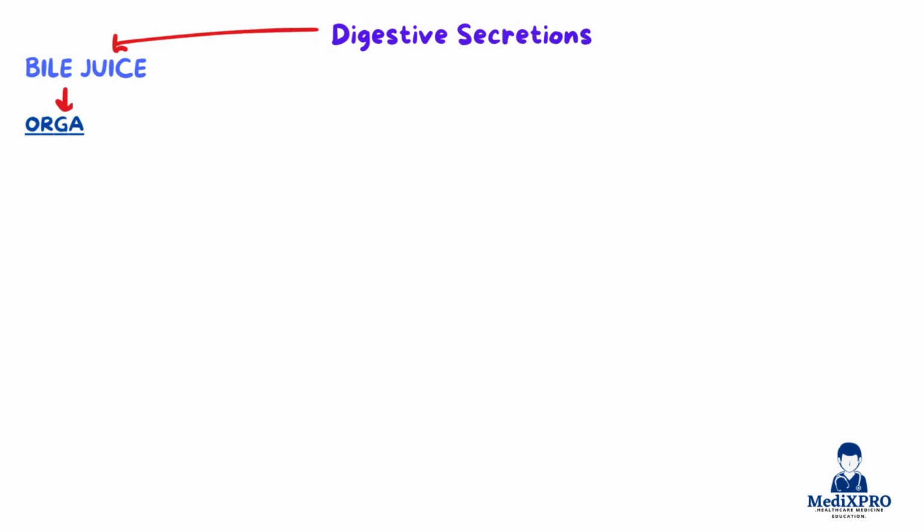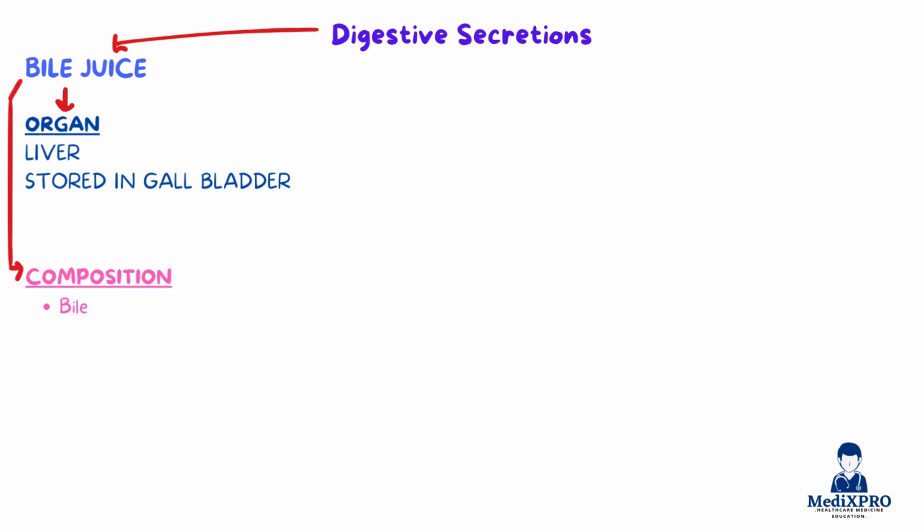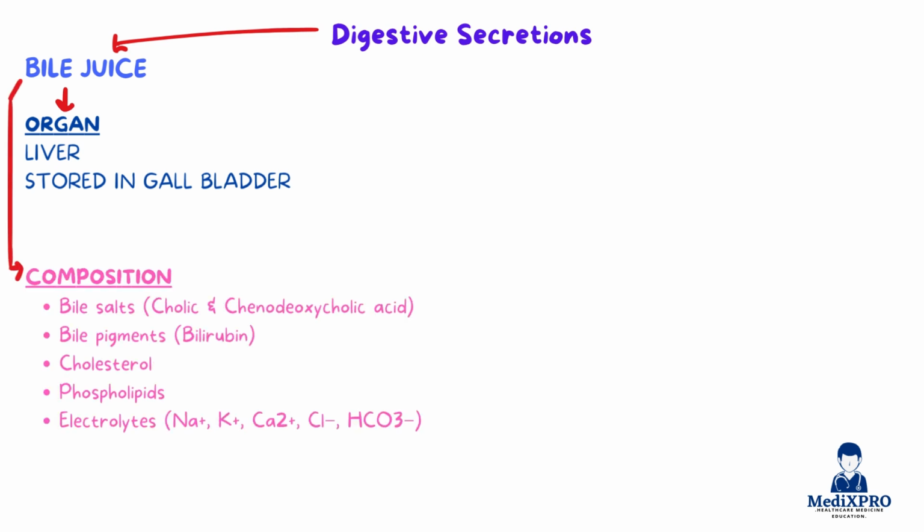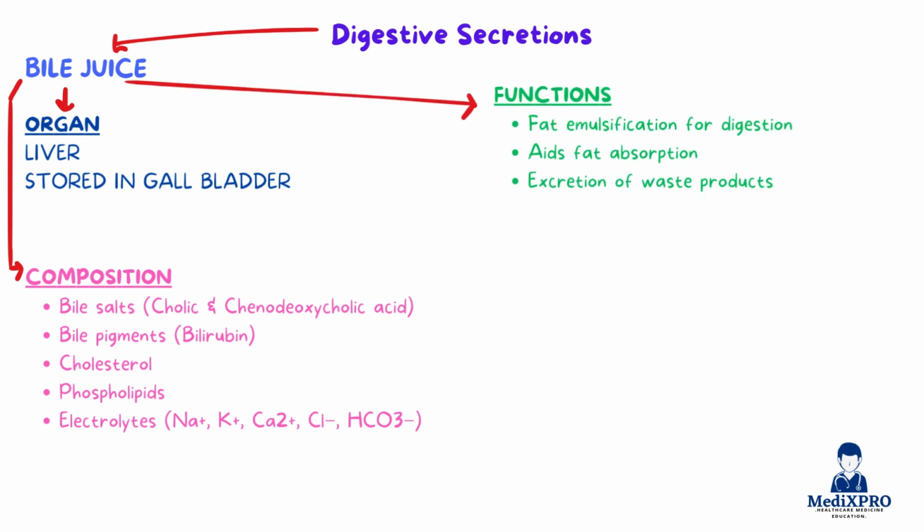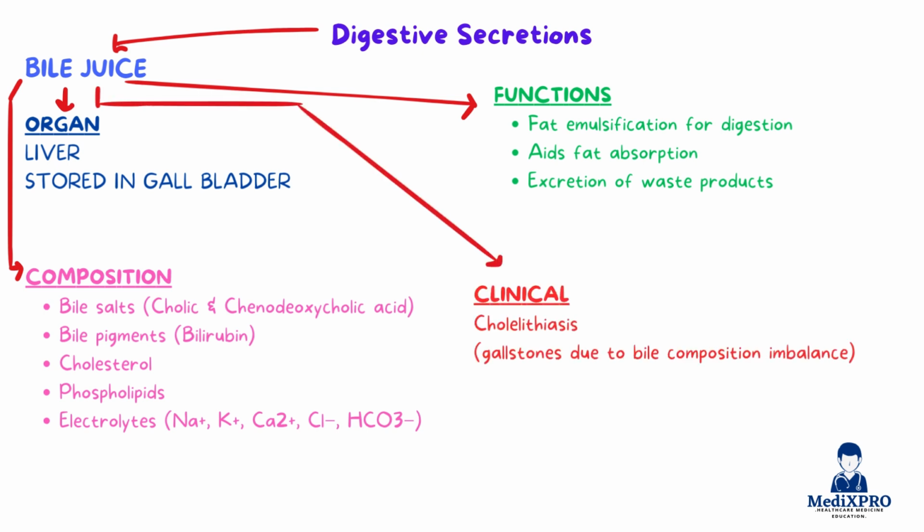Then comes bile juice, made by the liver and stored in the gallbladder. It contains bile salts, bile pigments like bilirubin, cholesterol, phospholipids, and electrolytes. Its functions include fat emulsification, aiding absorption of fats and vitamins, and excreting waste. Gallstones, cholelithiasis, occur when bile composition is off.